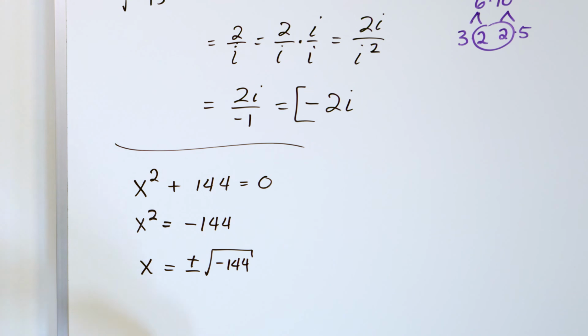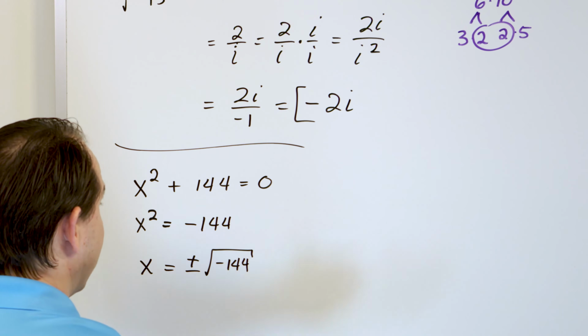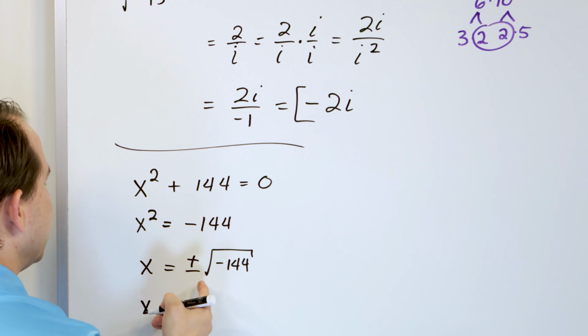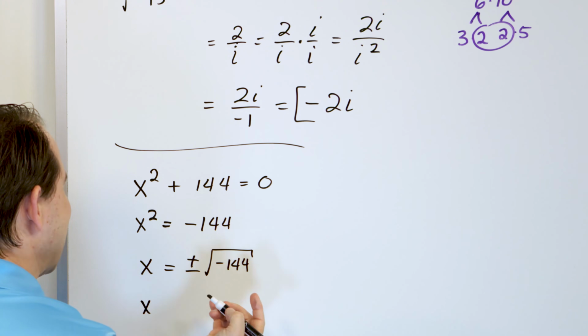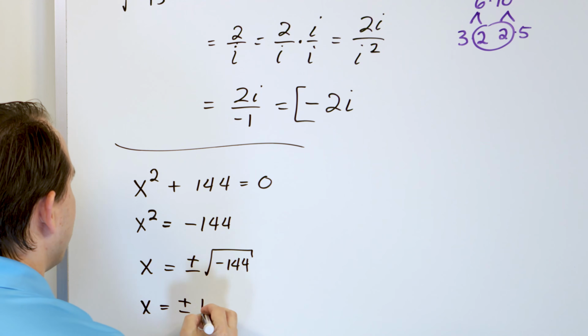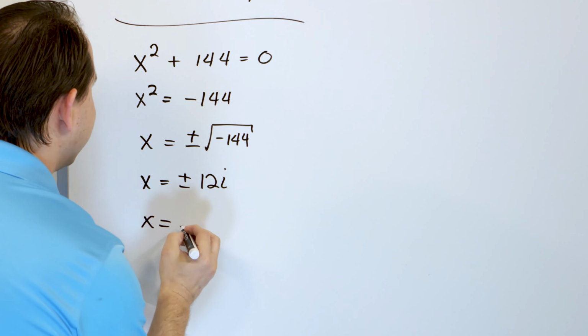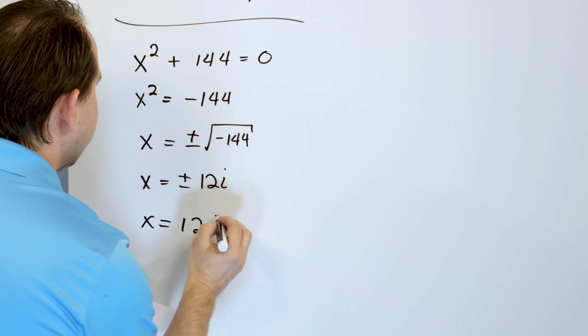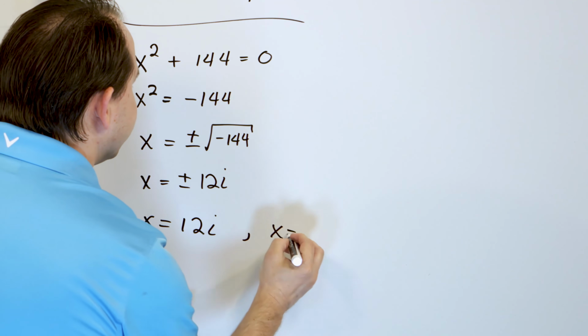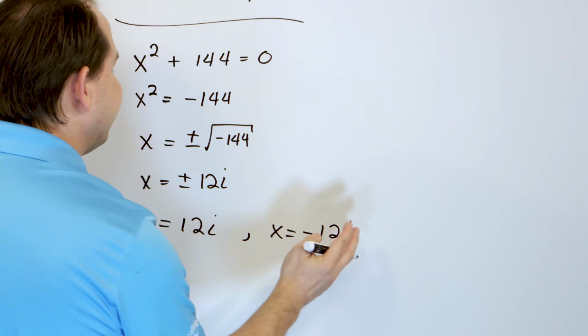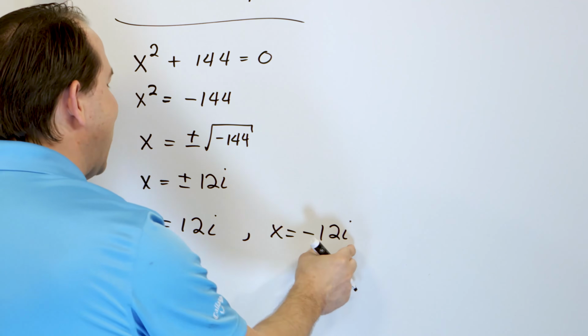Now, you all probably know that the square root of 144 is 12. And so what you have is the square root of negative 1, which is an i. So what you have is plus or minus 12 times i. That's what you have here. So what this really means is that x is 12i, and x is negative 12i. There's 2 solutions, but both of them are imaginary.